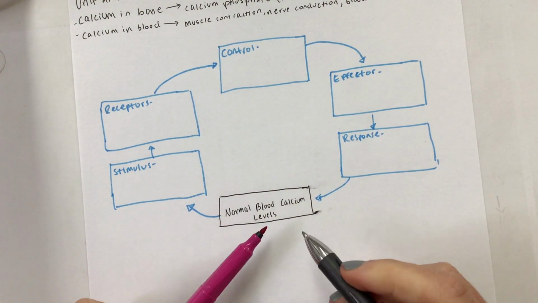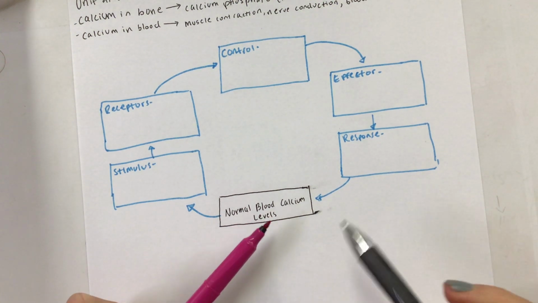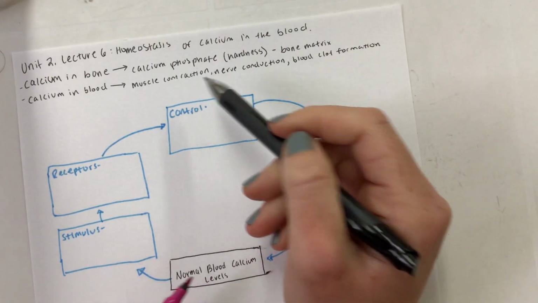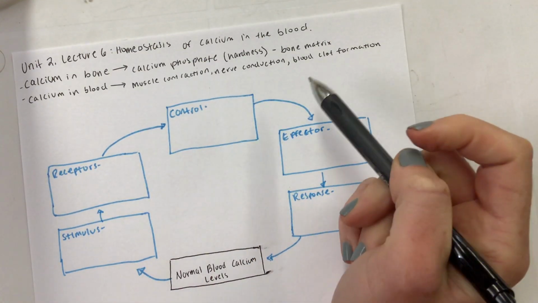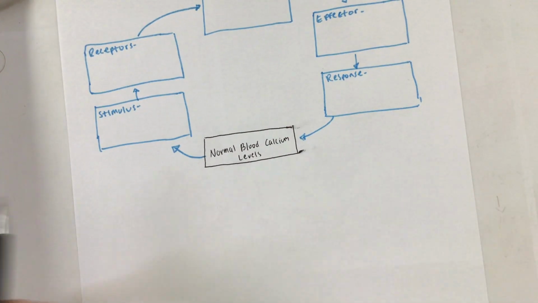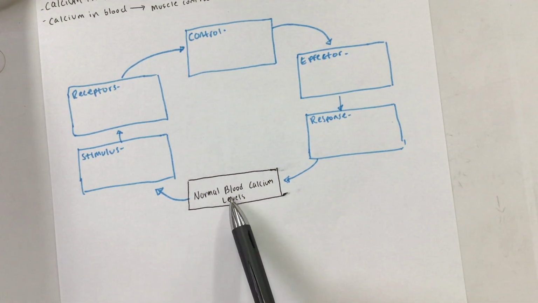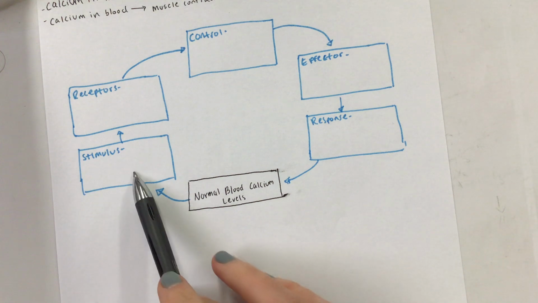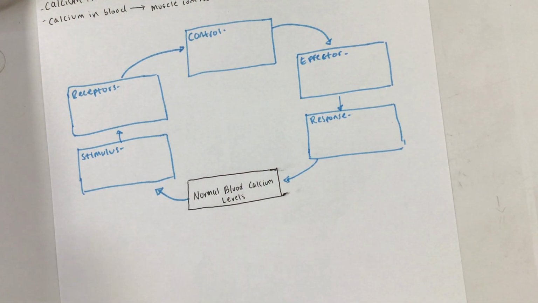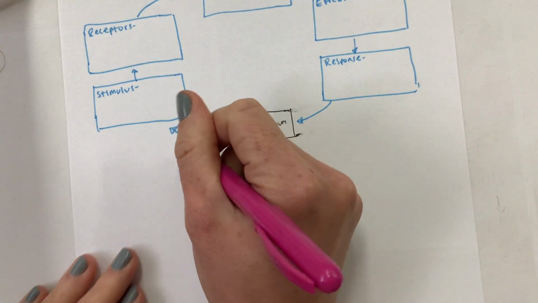Normal blood calcium levels, meaning there's enough calcium stored away in bone that the bones are nice and solid and hard, but there's also enough calcium in the blood that it can be used for muscle contractions, nerve conduction, blood clot formation, etc. So we need some of it in the blood so it can be sent to those different cells. So our upper feedback loop is going to be when our blood calcium levels get too high. We have too much calcium floating around in our blood. And then down here, we're going to look at the loop when blood calcium levels are too low.